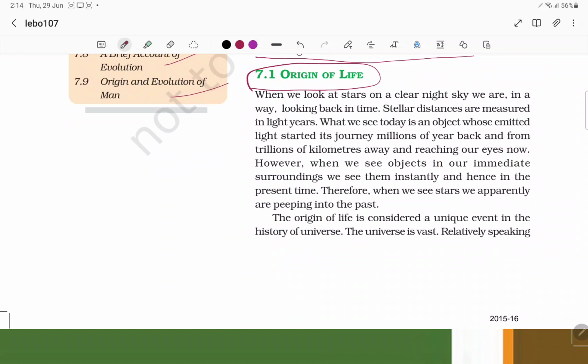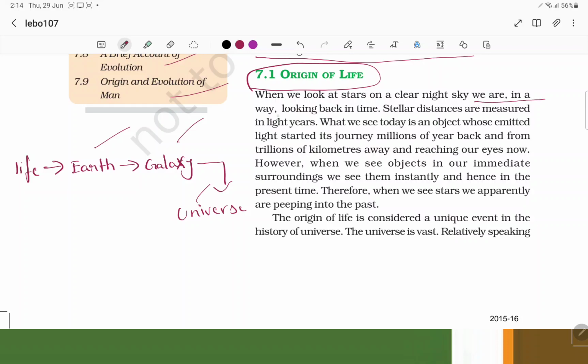So let's talk life. Life is present on Earth, right? Earth is present in a galaxy, which is the solar Milky Way, and the galaxy is present in the universe, right? How the Earth, galaxy and universe are formed is explained by the Big Bang theory.